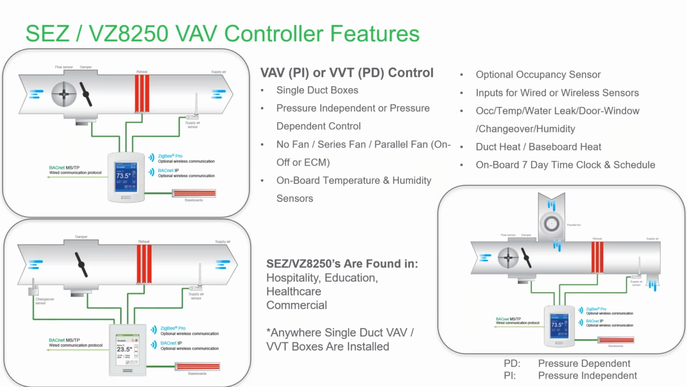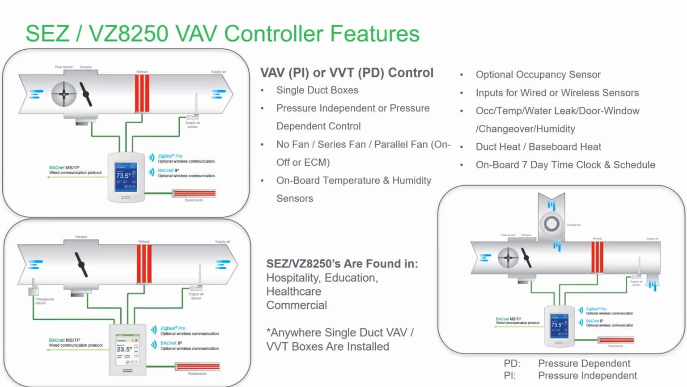VAV box with reheat on it. And it's just giving you a quick example of there's a duct reheat and baseboard reheat. It has the capability to do that with the supply air temperature sensor as well. And most importantly, it's showing the different types of communication that can come out of this device. And we're going to dive into that in more detail as we go through the presentation.